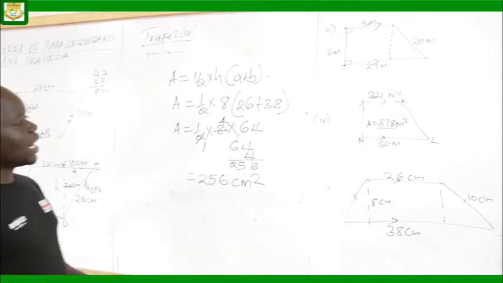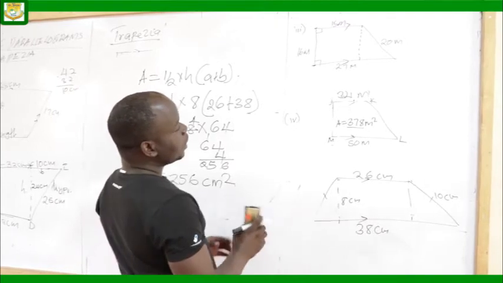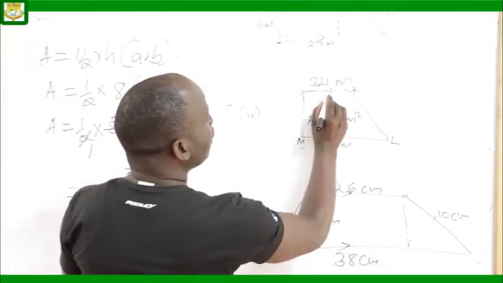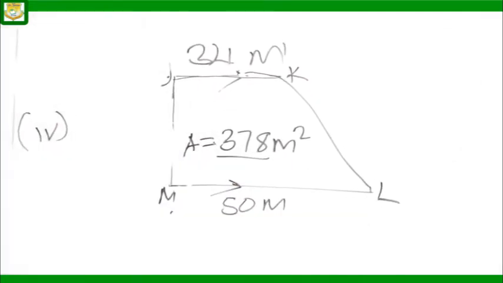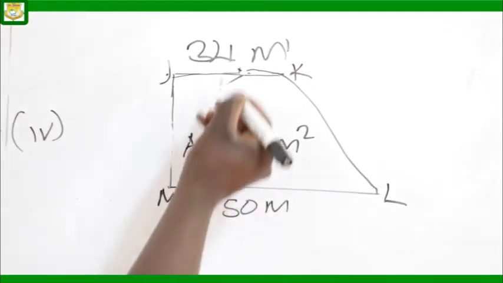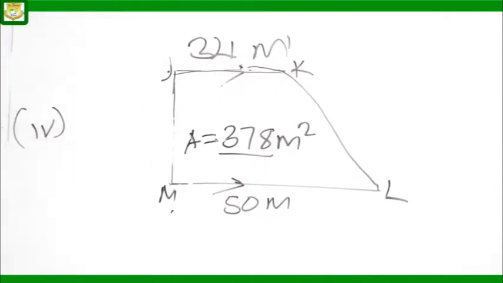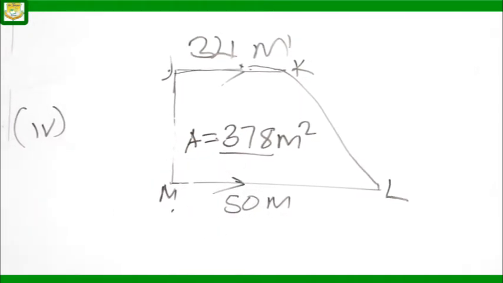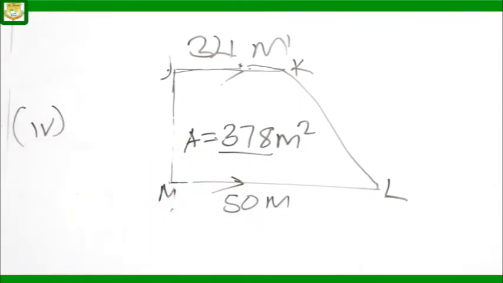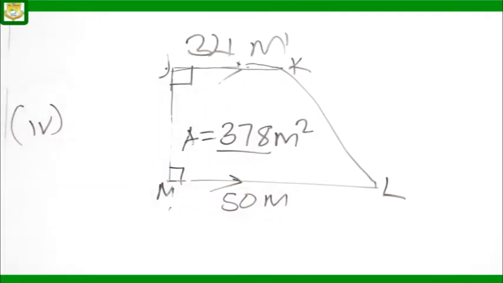Now let's look at the last example of area of a trapezium. In this example, you have been given the area as 378 meters square. You have been given the two parallel sides, which are 34 and 50 meters respectively, but you have not been given the height. So your work is to look for the height. How are we going to find the height? And remember, this one is a right angle trapezium.